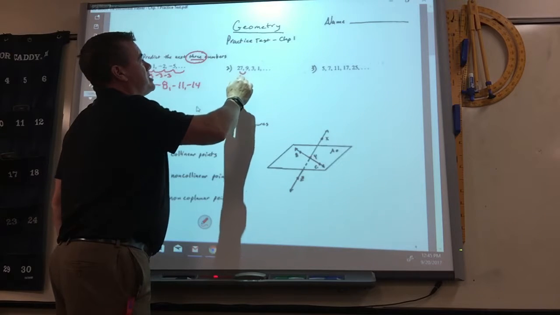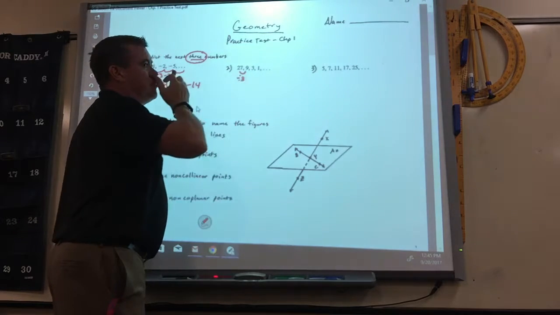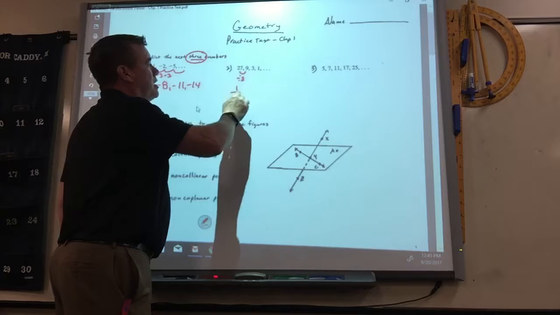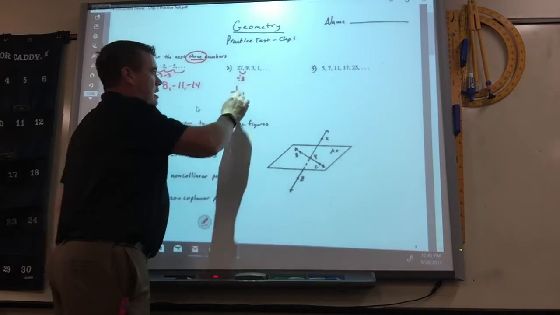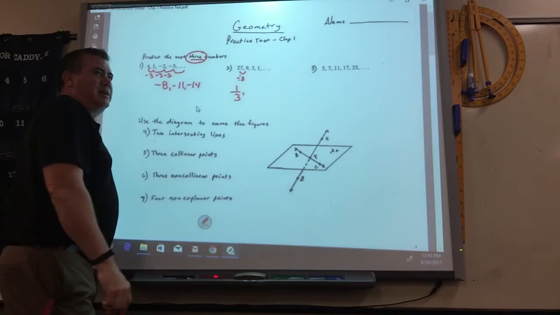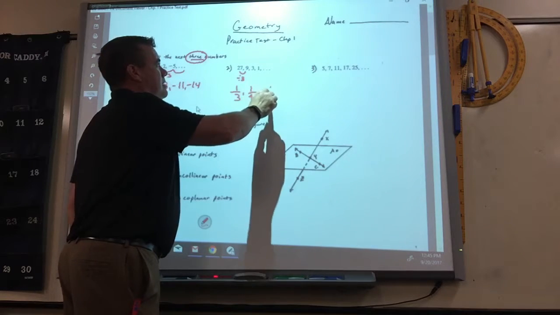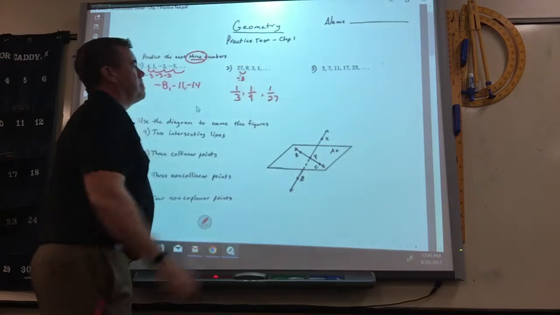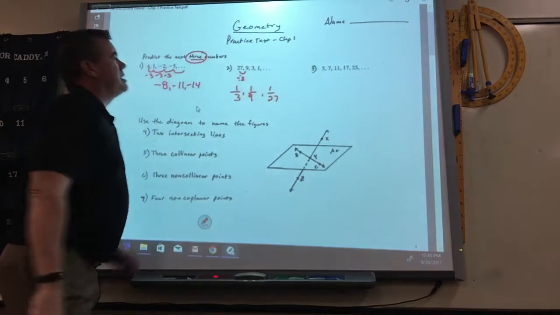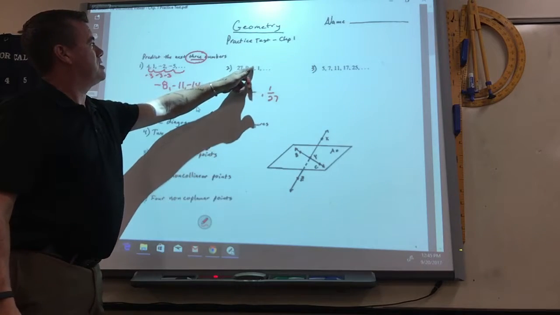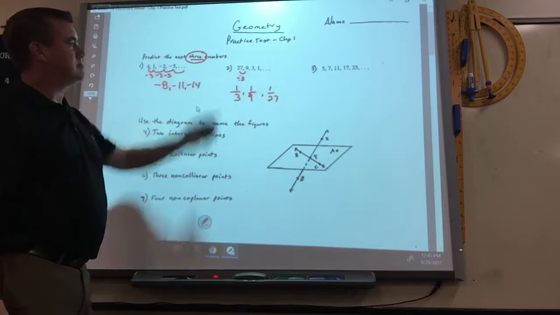Divide by 3 each time. So when you take 1 and you divide by 3, 1/3. Now what's 1/3 divided by 3? 1/9. And then 1/27. So what happens is you just put 1 over this, 1 over that, 1 over that, and so on.